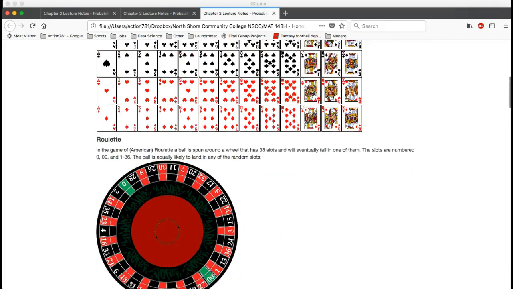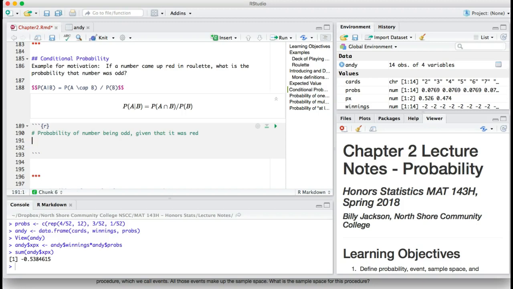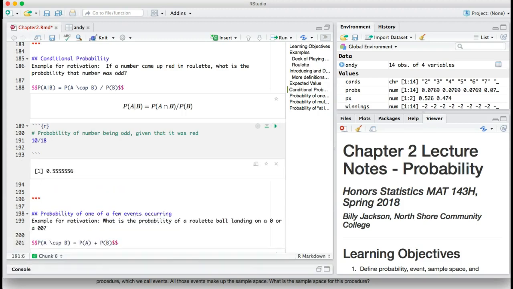If we go back up to our drawing, how many red numbers are there? Well, 18 of them. And then you could go ahead and count how many odd numbers there are in here. 1, 2, 3, 4, 5, 6, 7, 8, 9, 10. I count 10. So 10 out of the 18 red numbers are odd. So I'll go back into our studio. And so the probability is 10 out of 18, which is about 0.55. So that's an example of conditional probability. Basically, the idea is you have some condition which restricts your sample space.